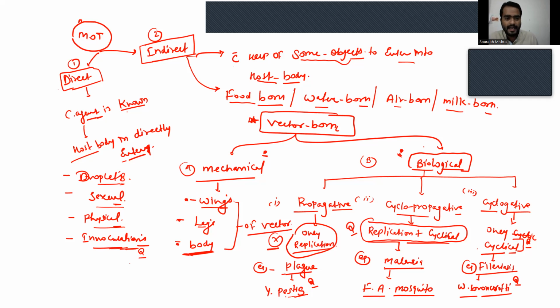Your biological indirect mode of transmission is again divided into three types. First, propagative. Propagative means that in the causative agent only replication changes occur. No cyclical changes occur in the host or vector body or causative agent body. The best example is plague.